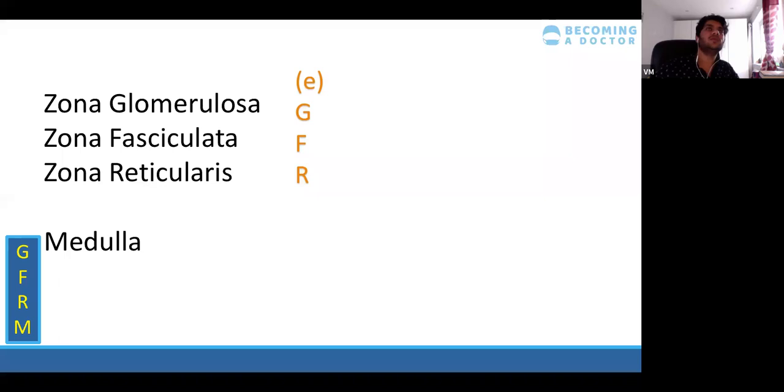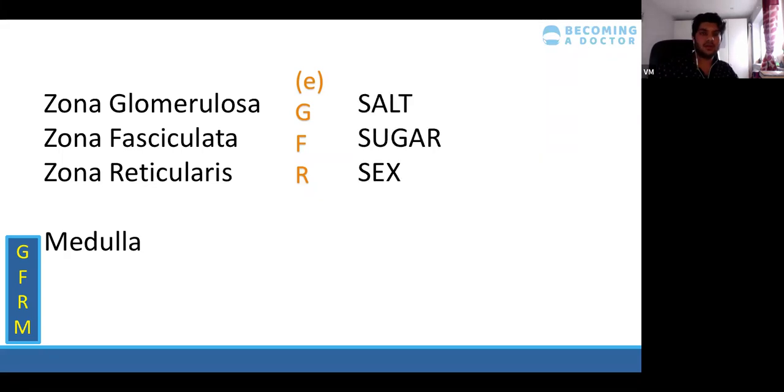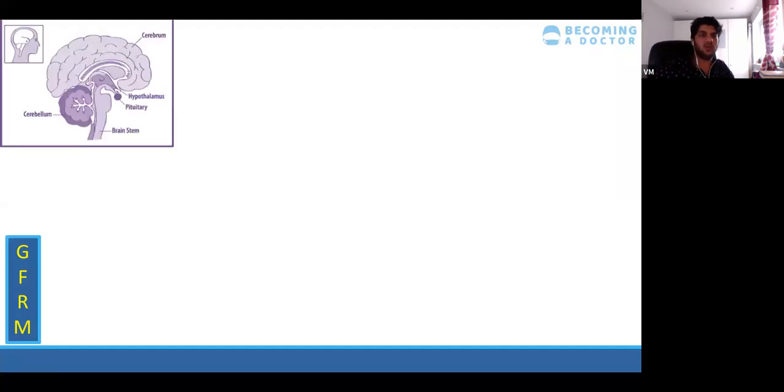And then in terms of trying to think about what exactly do these layers do, I think about the three layers in terms of salt, sugar, and sex. And the deeper the layers are, the better it gets. So that's just a quick, easy way to remember what the layers are. And those three layers, I put in the corner, and we're going to be going through each of the layers of the adrenal gland and talking about its physiology.